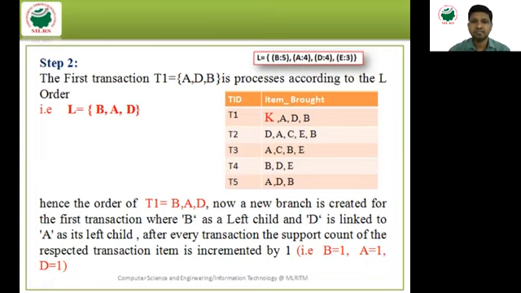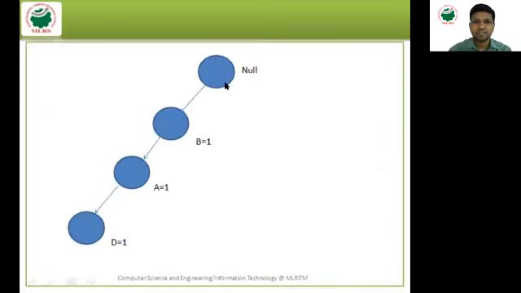So you will get how to construct a frequent pattern growth tree, right? Initially the root is null. Now we appended B1, A1, D1. So this is the tree, with B1, A1, D1 on the left. Now you will get the idea.